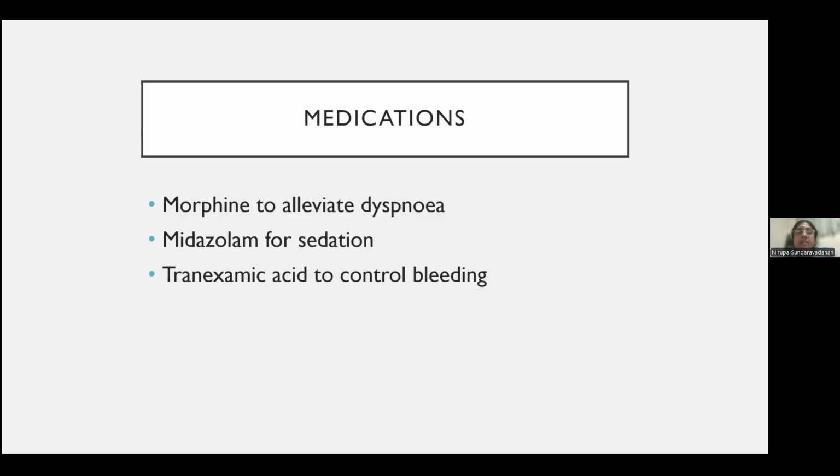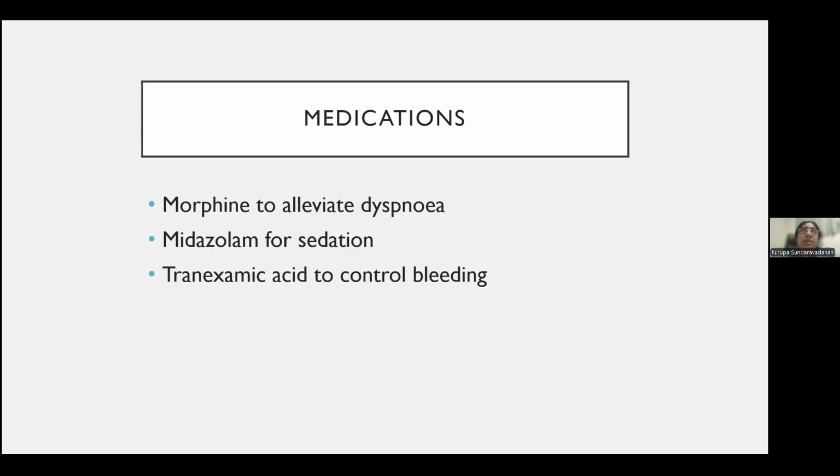You can try some medications in this setting. There's morphine to alleviate the dyspnea, the sense of breathlessness. It's very important to give midazolam for sedation, because though we are reassuring them, being with them, you have to be there, but also give them something to sedate them, because this huge cough can be so agitating for the patient. And then tranexamic acid has been tried to control the bleeding.